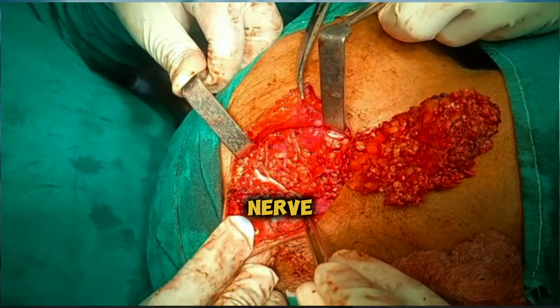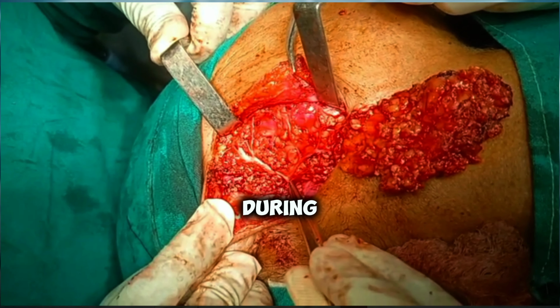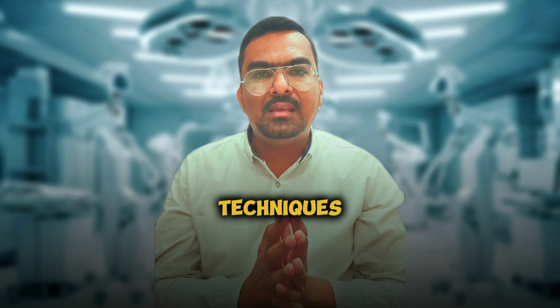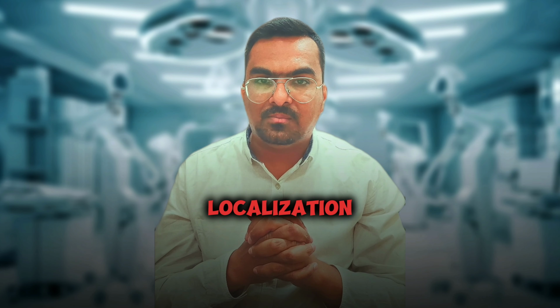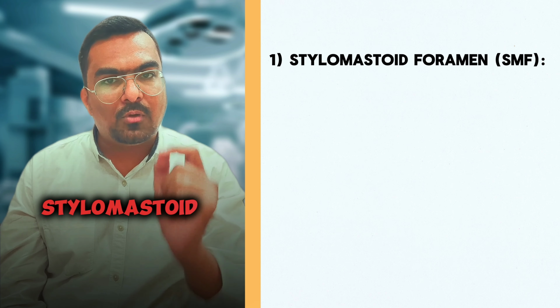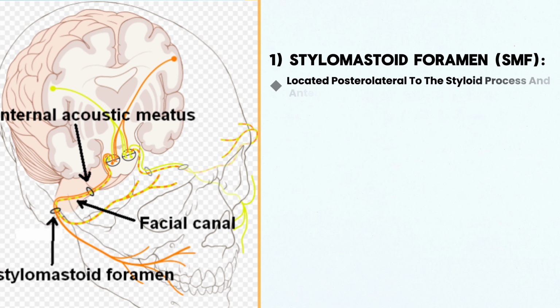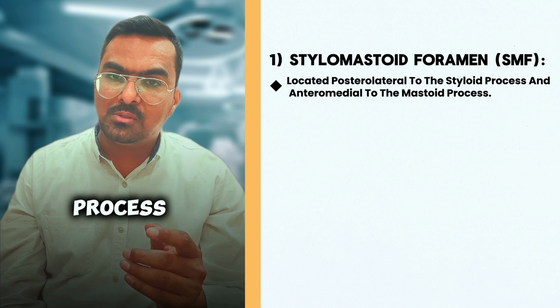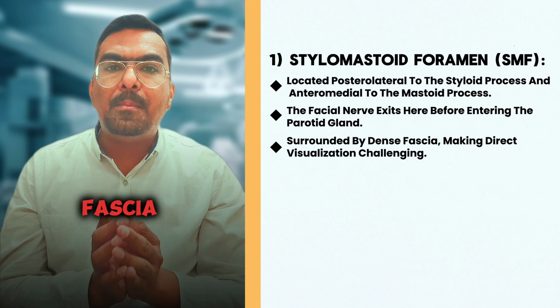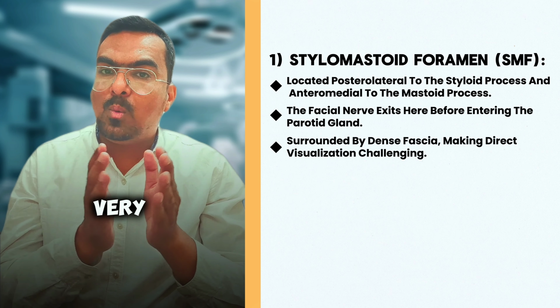Effective identification of the facial nerve, that is the cranial nerve 7th, during parotidectomy is critical to prevent nerve damage and preserve its function. Various anatomical landmarks and techniques are utilized for correct localization. Some of the key surgical landmarks are: first is the stylomastoid foramen. The stylomastoid foramen is located posterolateral to the styloid process and anteromedial to the mastoid process. The facial nerve exits here before entering the parotid gland. It is surrounded by dense fascia, making its direct visualization very challenging.